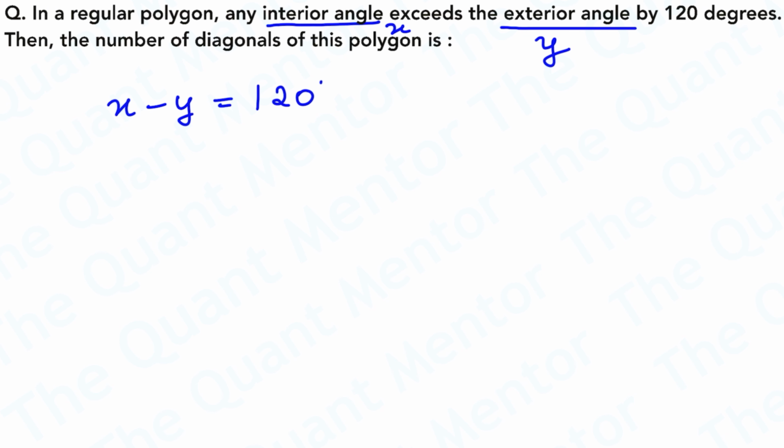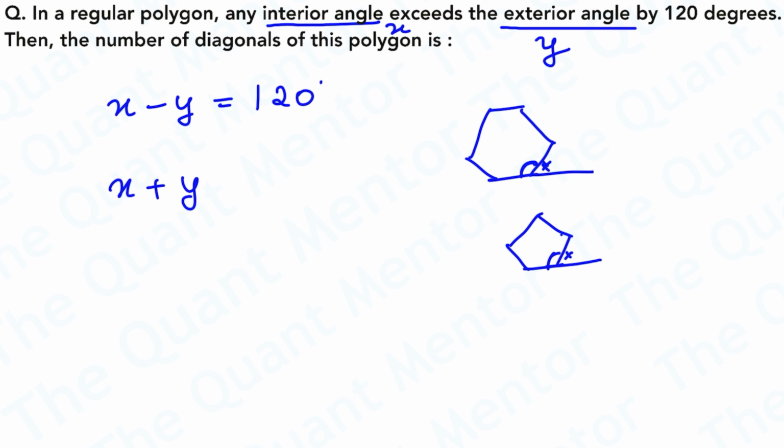Next, when you take any polygon, let's suppose I take a regular hexagon. I'll notice that the interior angle and the exterior angle form a linear pair. You can take a pentagon also and verify the same fact. This is one interior angle and this is the exterior angle. They always form a linear pair. So remember, for any polygon, the interior and the exterior angle are always supplementary. So x plus y will be equal to 180 degrees.